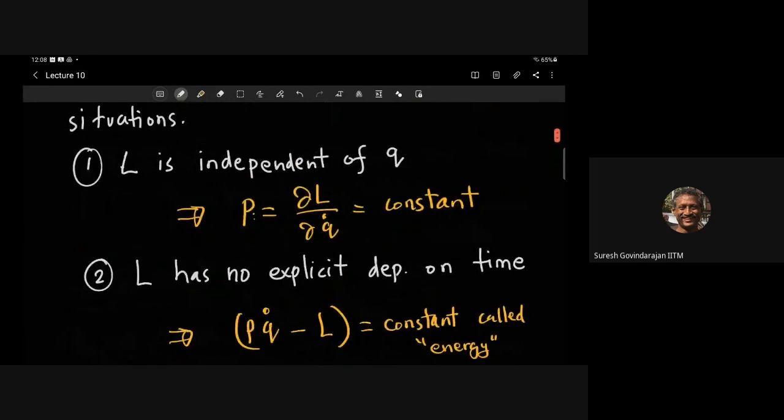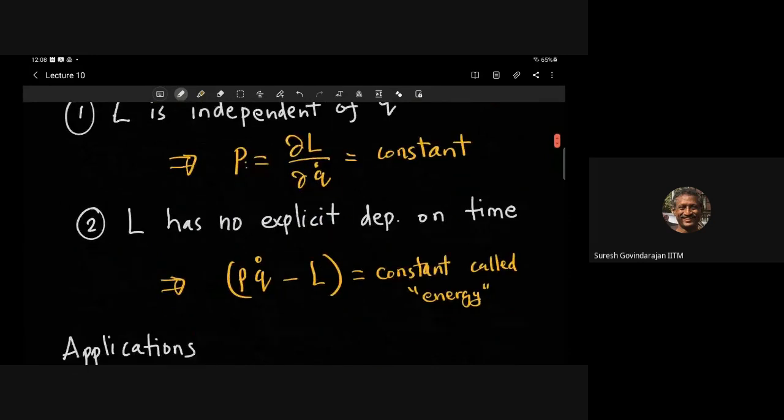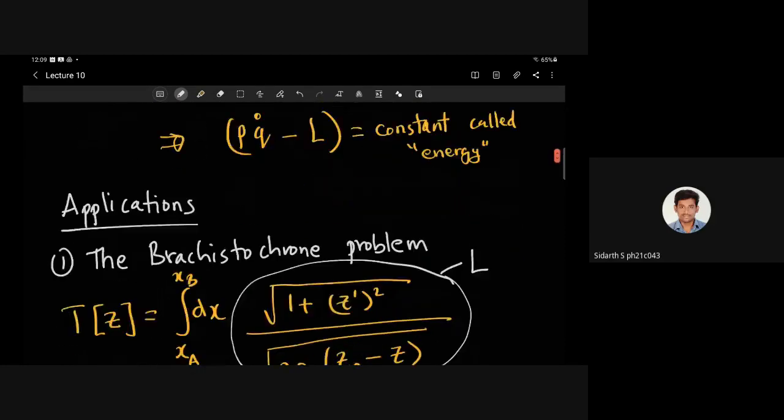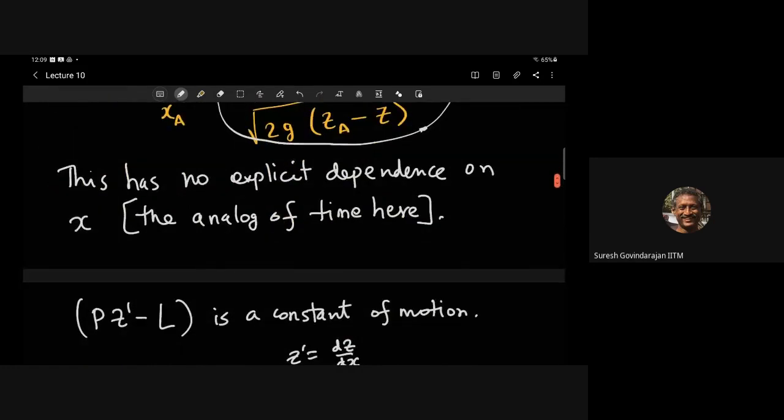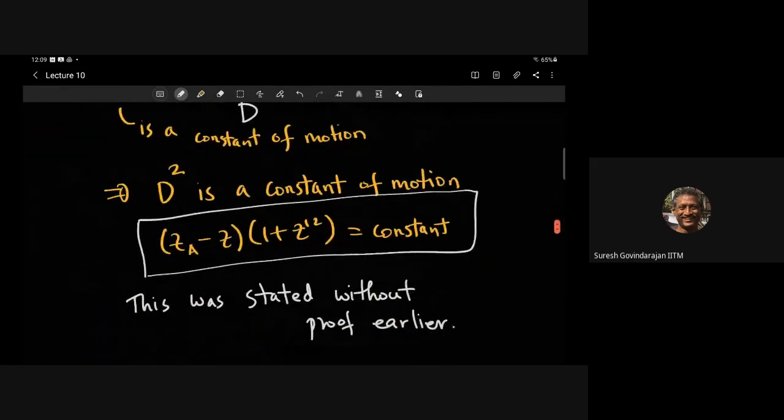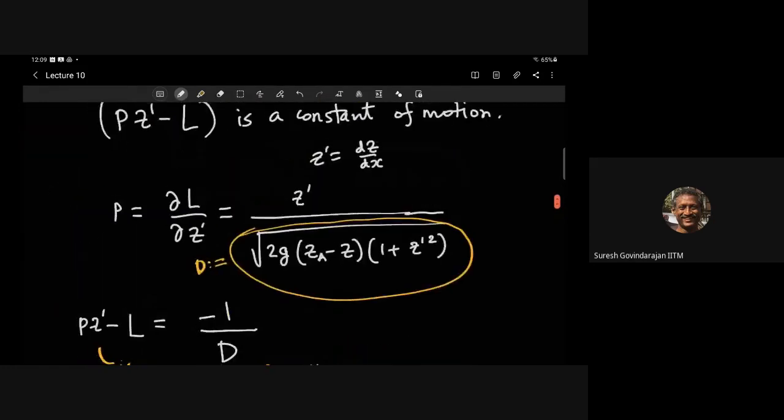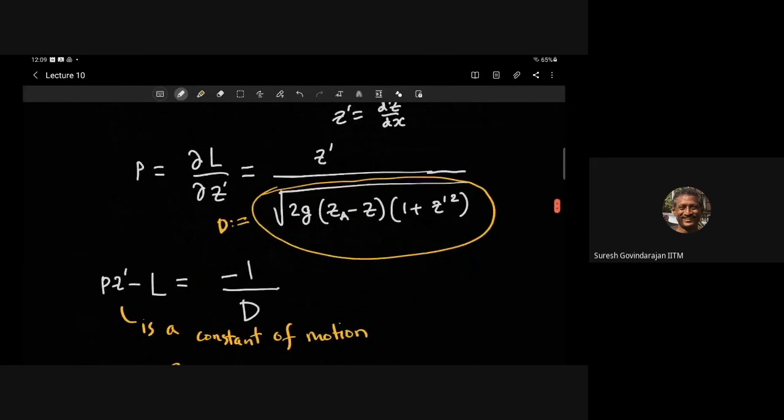So if L has no explicit dependence on time, then p q dot minus L is a constant of motion. Were you there last lecture? Okay, so this is what we proved. I'm just using that, so I just have to do a little bit of translation. In our problem, that translates to pz prime minus L, where p is given by the above formula.